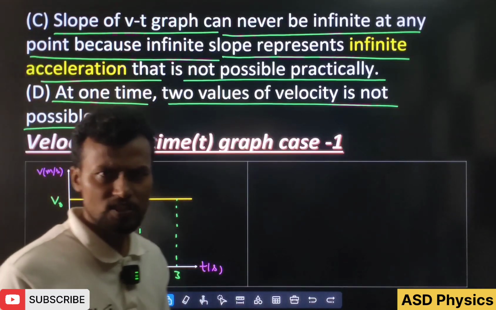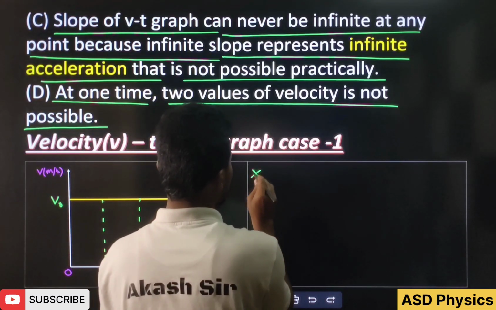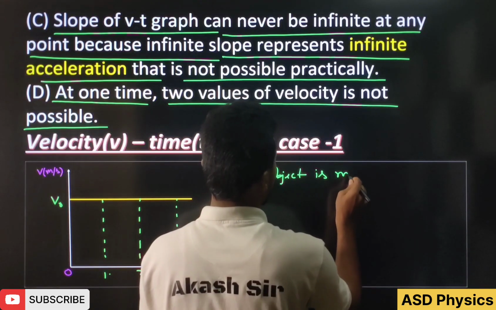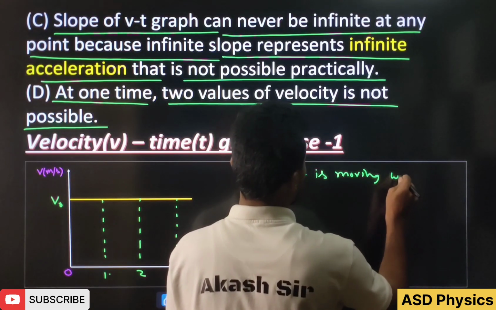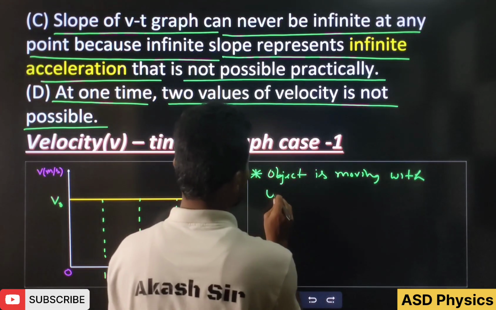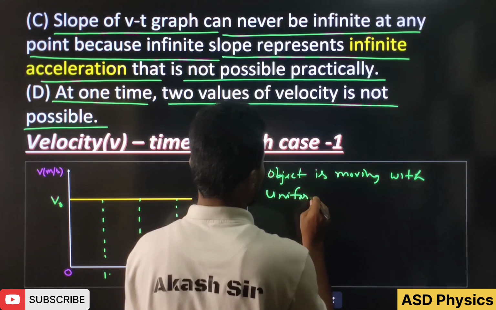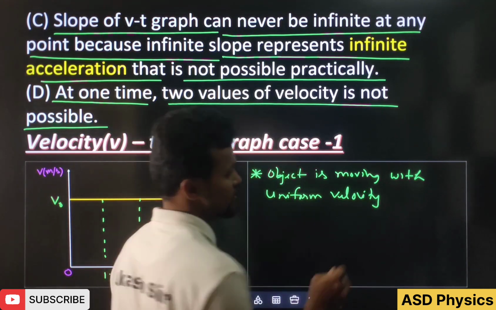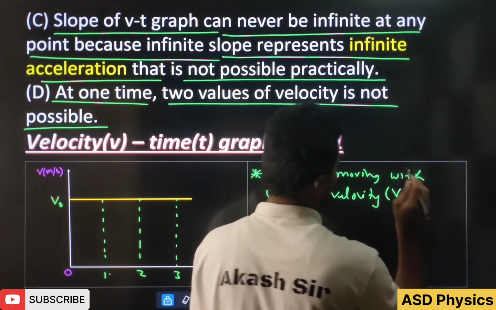So the velocity of the object is not changing. Remember, here I will talk about the velocity-time graph. We can write here, the object is moving with a uniform velocity. How much? The uniform velocity is v0.